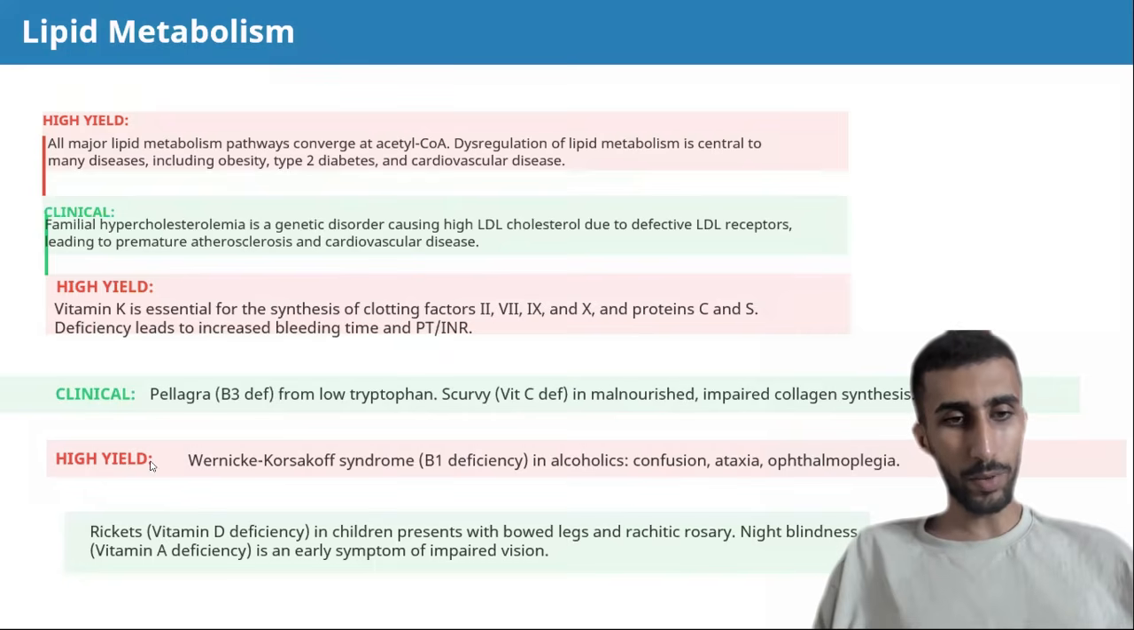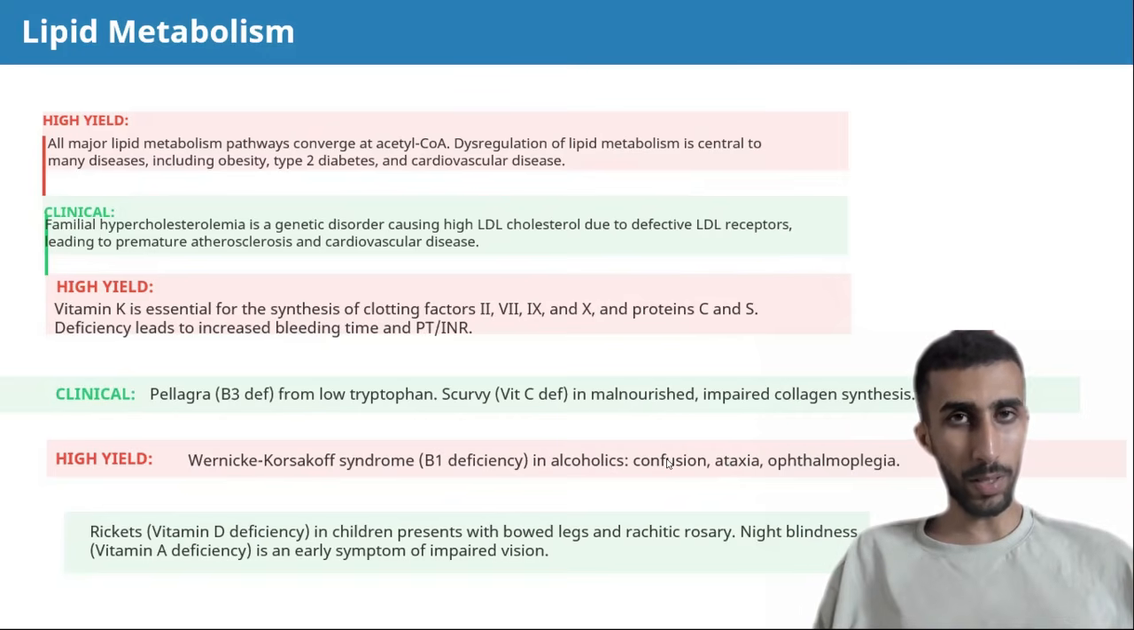A very high yield condition is Wernicke-Korsakoff syndrome. This is related to B1 deficiency, which is thiamine. This occurs in malnourished people and in alcoholics. Thiamine is a very important vitamin. It is a cofactor for very important enzymes: alpha ketoglutarate dehydrogenase, pyruvate dehydrogenase, and transketolase. So very, very high yield enzymes. It presents with confusion, ataxia, and ophthalmoplegia, a very high yield triad.